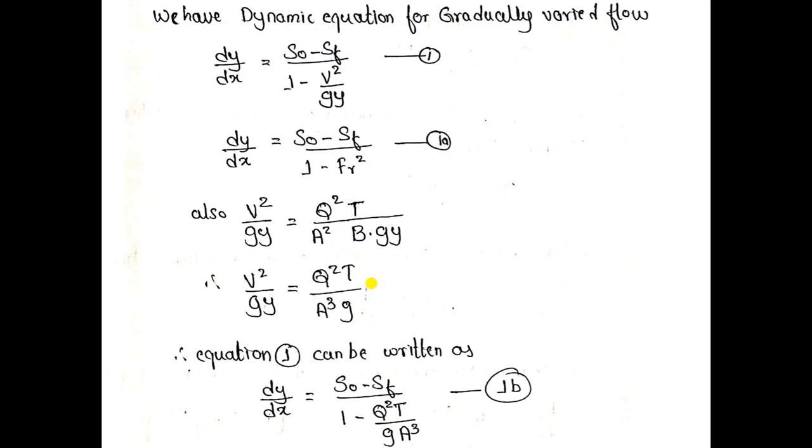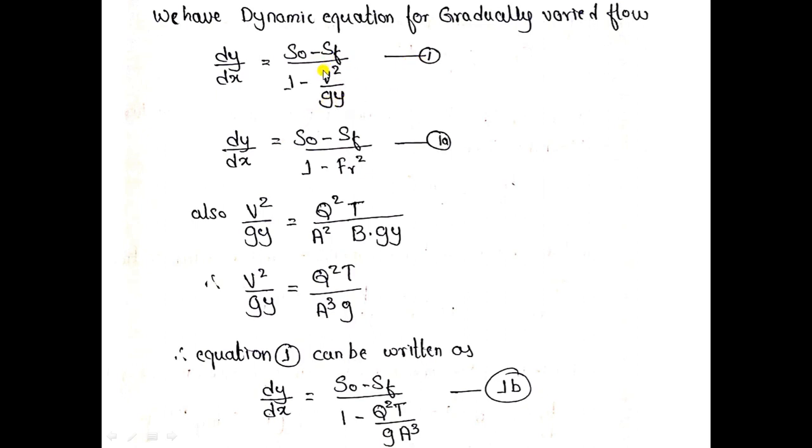Now, before we actually discuss the characteristics of water surface profile, let us discuss the equation which we will be using in order to study the water surface profile characteristics. We have the dynamic equation for gradually varied flow: dy/dx = (S0 - SF) / (1 - V²/gy), where S0 is the slope of bed of channel, SF is the slope of energy line, V is the velocity of flow and y is the depth of flow. Let us denote this as equation 1.